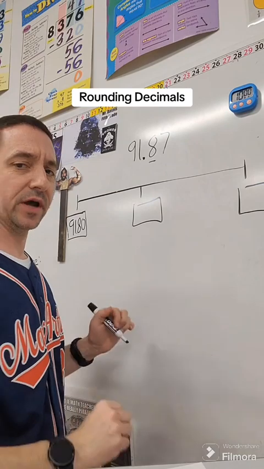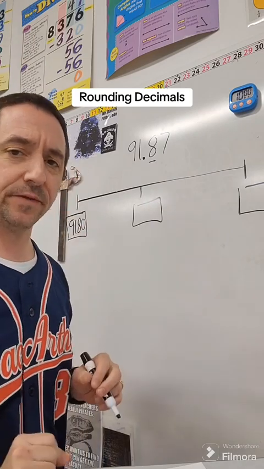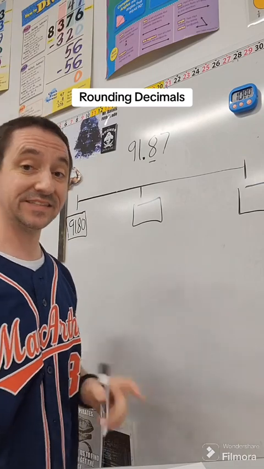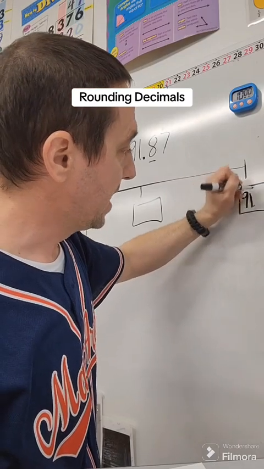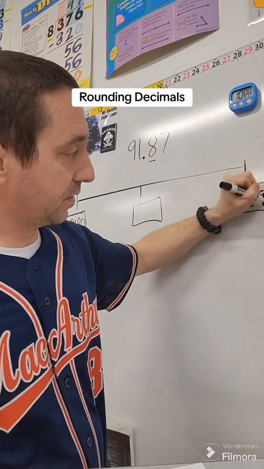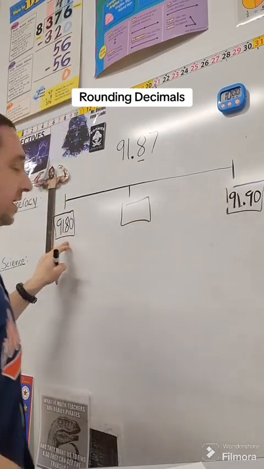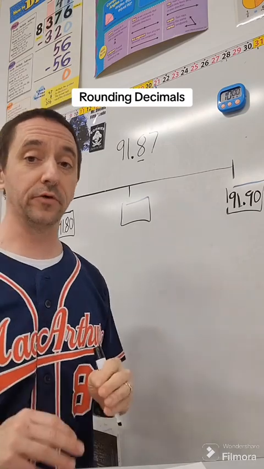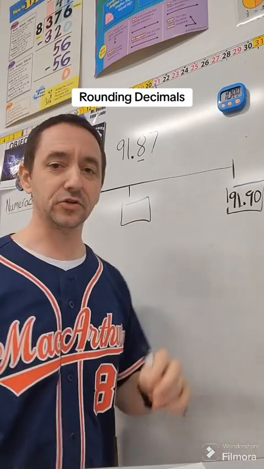Next, I'm going to tell them, okay, well, for our upper boundary, we've got to go one place value higher than that. And in this case, we had 8 tenths, so it's going to end up being 9 tenths. So for my upper boundary now, I'm going to write 91 and 9 tenths, and I'm going to replace that 7 with a 0. So now I know I'm looking at 91 and 8 tenths and 91 and 9 tenths, my upper and lower boundary. I know now that this is also going to be one of the answers for my estimation or my rounding.